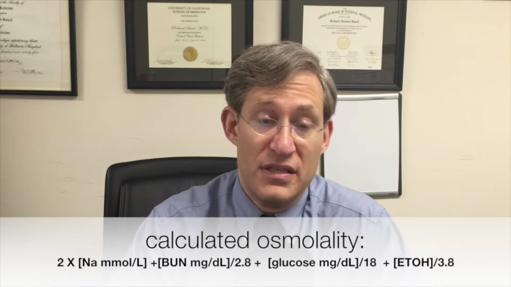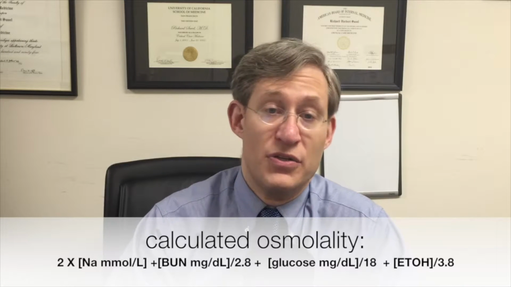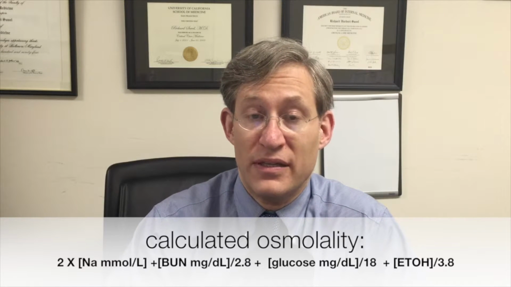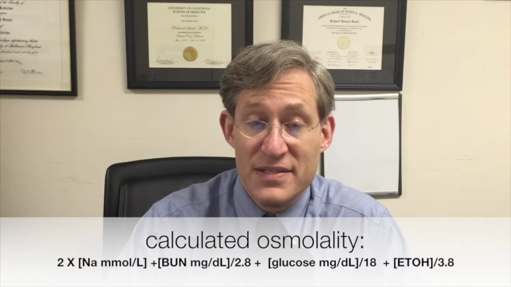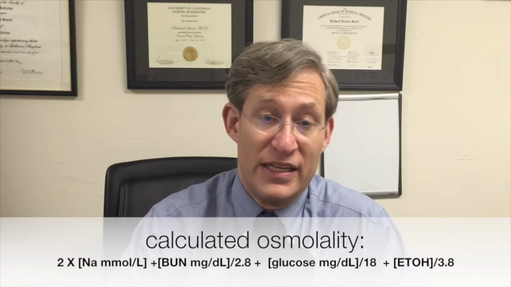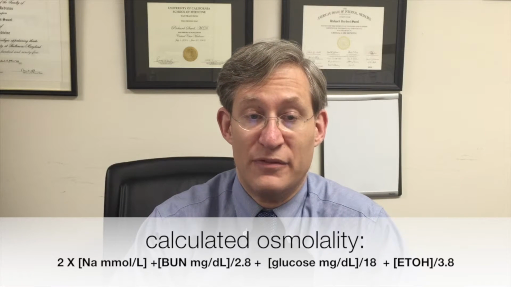And again, as you'll see in the equation below, the calculated osmolality is 2 times the sodium, plus BUN divided by 2.8, plus the glucose divided by 18, plus alcohol level divided by 3.8 if you've measured an alcohol level. If you calculate the difference between the measured osmolality and the calculated osmolality, and that difference is greater than 10, you should be concerned about methanol and ethylene glycol toxicity. And one of the main reasons they're lumped together is because their treatment is similar.